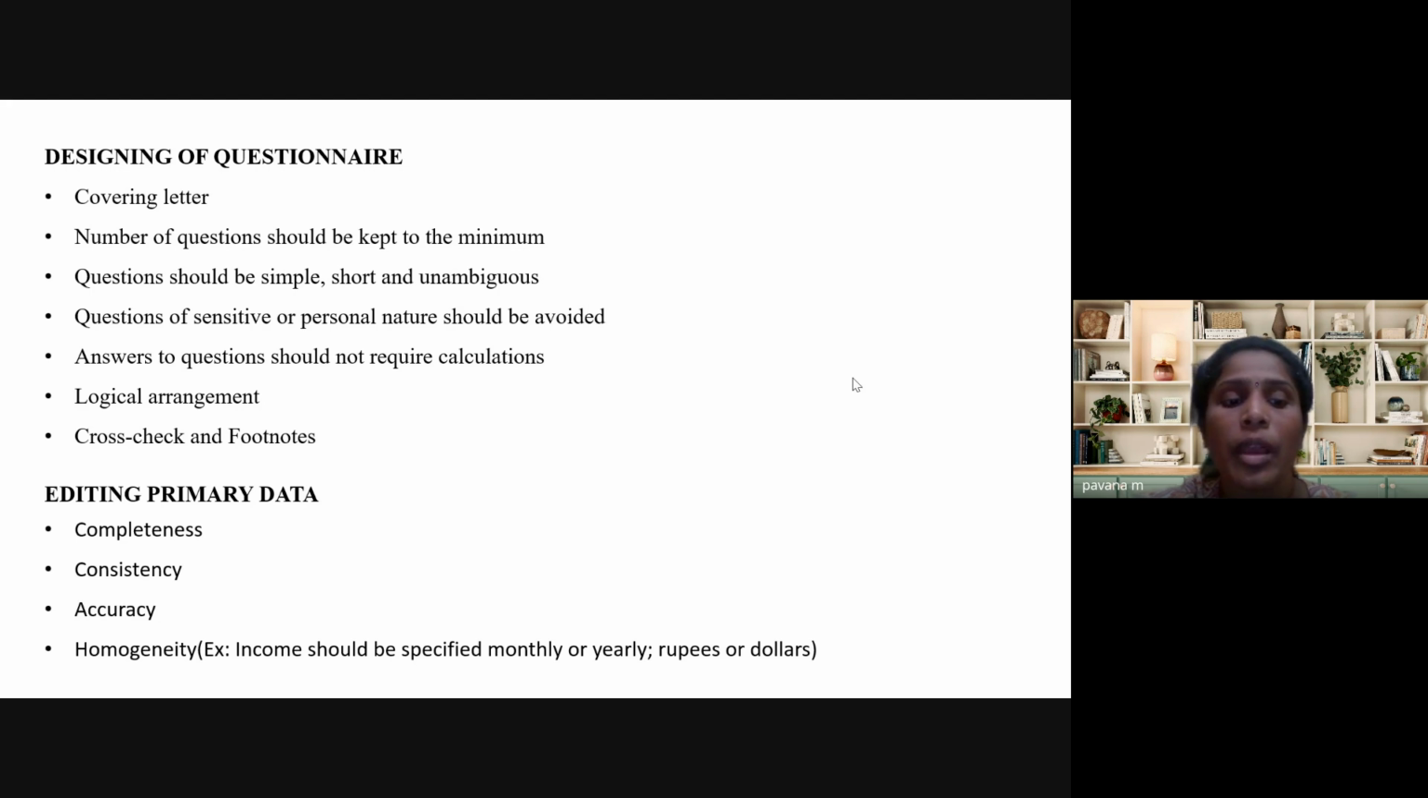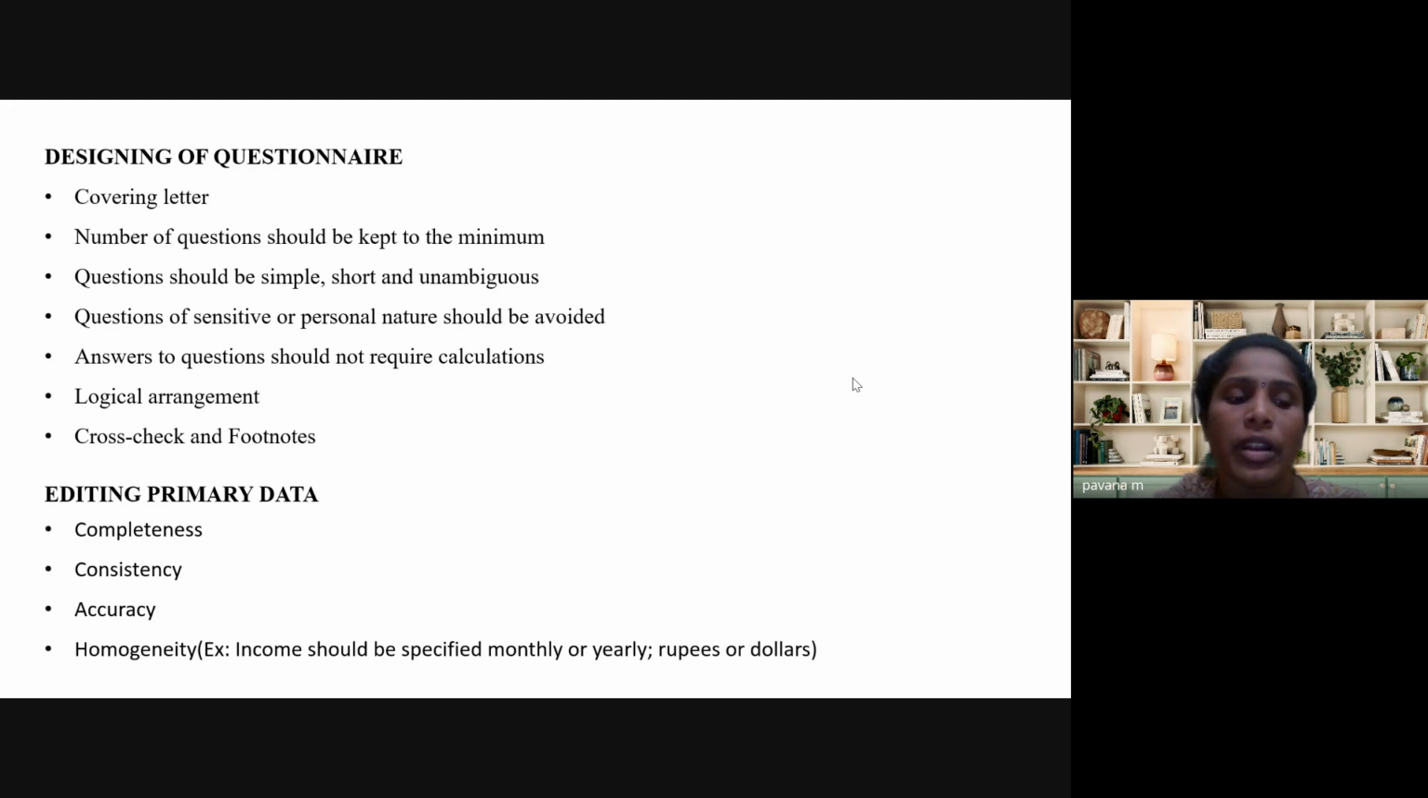Sometimes you have to give some footnotes. Suppose you use any technical words, and that particular word is not common. So you have to give an elaborate meaning of that technical word. That must be given in a footnote of the questionnaire, so that if the person wants to review what the meaning of that word is, they can review it in the footnotes. So this type of cross checking and footnotes must be included in your questionnaire if necessary. This type of designing is very important for preparing an effective questionnaire.